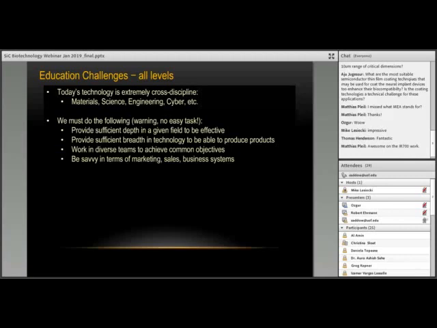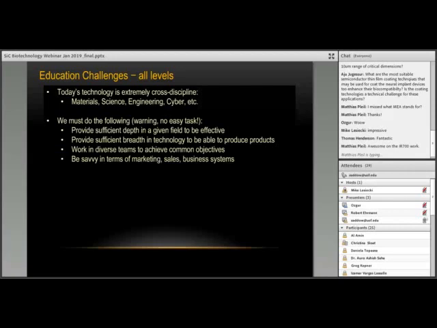It's not going to be easy, but we need to provide sufficient depth in a given field to make a difference. So we don't want to be an ocean of knowledge a centimeter deep. We need to have some depth in different areas to be able to really make a difference. But then we need to have enough breadth. The student must understand how their part of the puzzle fits, right? And that's really hard to do, obviously.